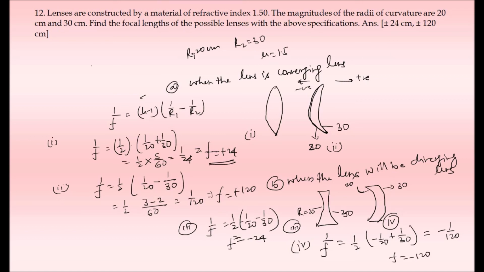So the focal lengths of possible lenses are plus minus 24 centimeter and plus minus 120 centimeter. So in this way we have learned the lens maker's formula and its application.